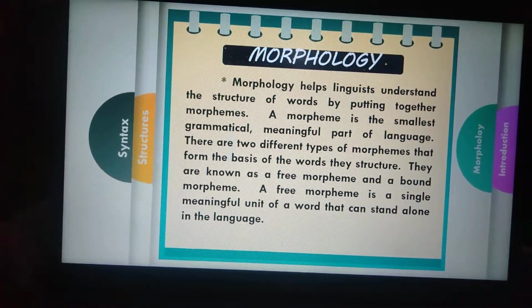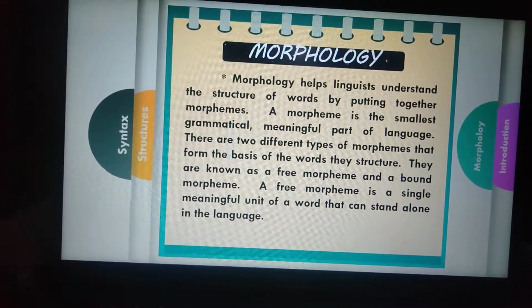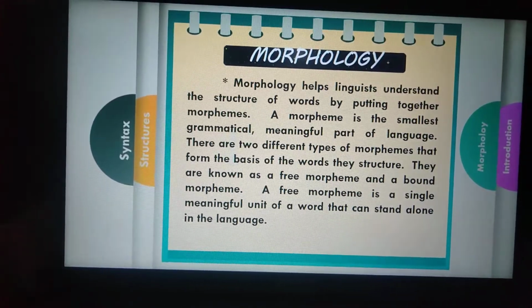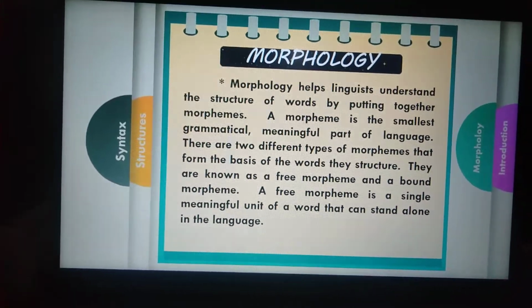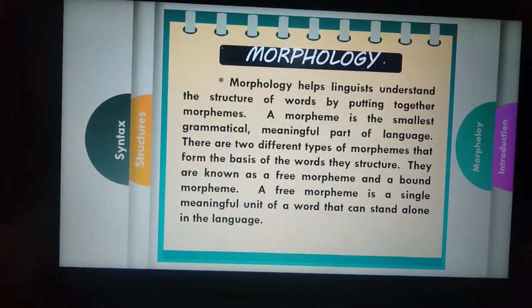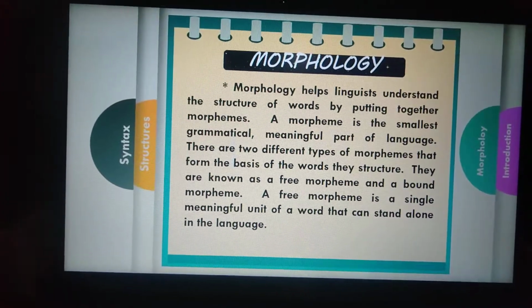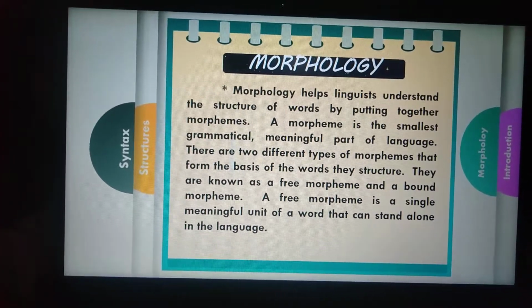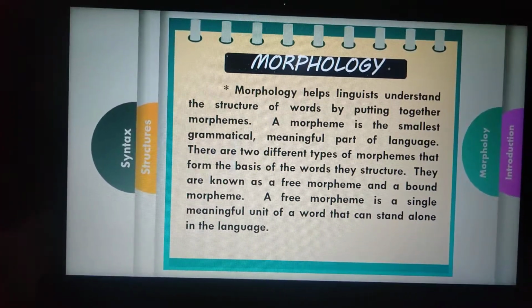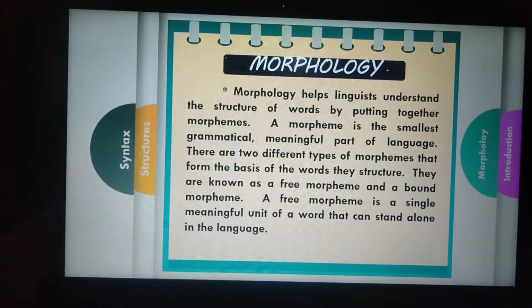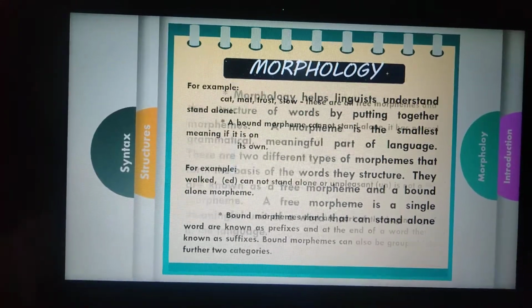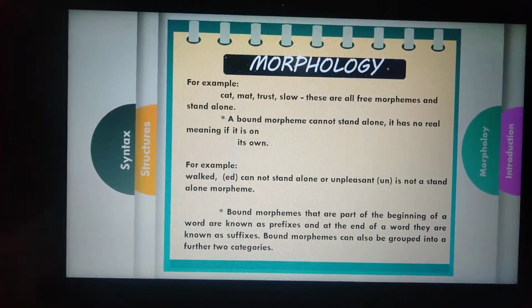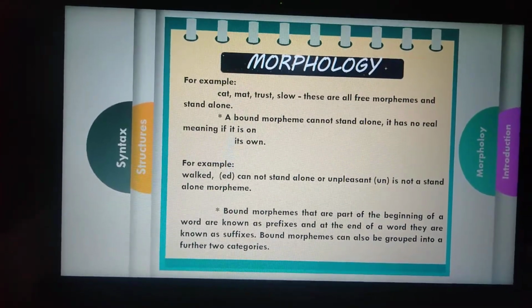Morphology helps linguists understand the structure of words by putting together morphemes. A morpheme is the smallest grammatically meaningful part of language. There are two different types of morphemes that form the basis of the words they structure. They are known as a free morpheme and a bound morpheme. A free morpheme is a single meaningful unit of a word that can stand alone in the language. For example, cat, mat, trust, slow: these are all free morphemes and stand alone.